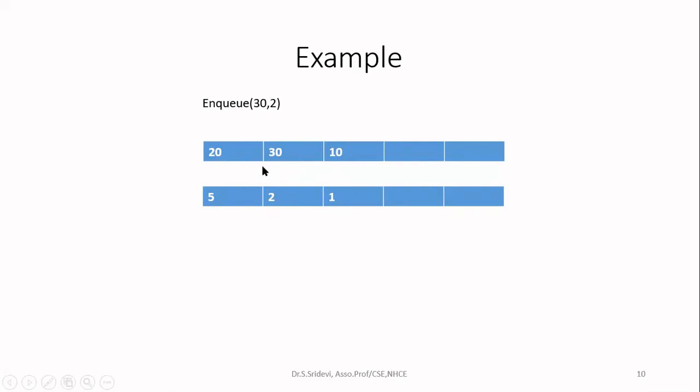While you are doing this, you have to first move this 1 as well as this 10 to the next index. Then only you will get this memory as free. Then in that memory, you will be adding 30 in the item queue and then 2 in the priority queue. What I'm doing is, first I'm checking the priority. Priority here is 2. So 2 should be inserted only after 5. Then I'm checking the next number's priority. It is 2.